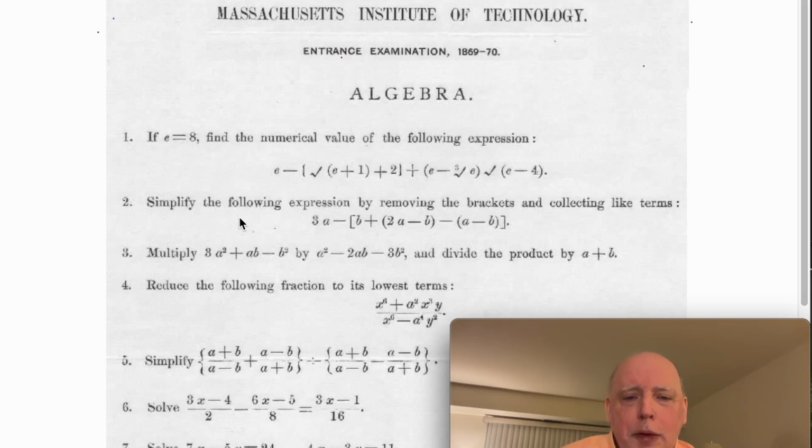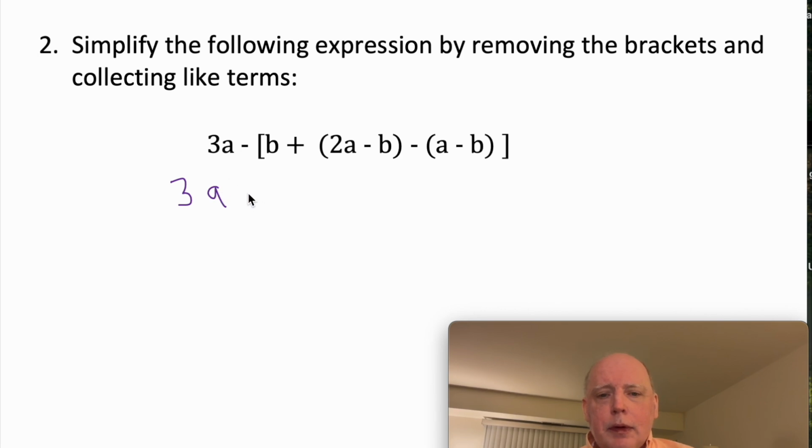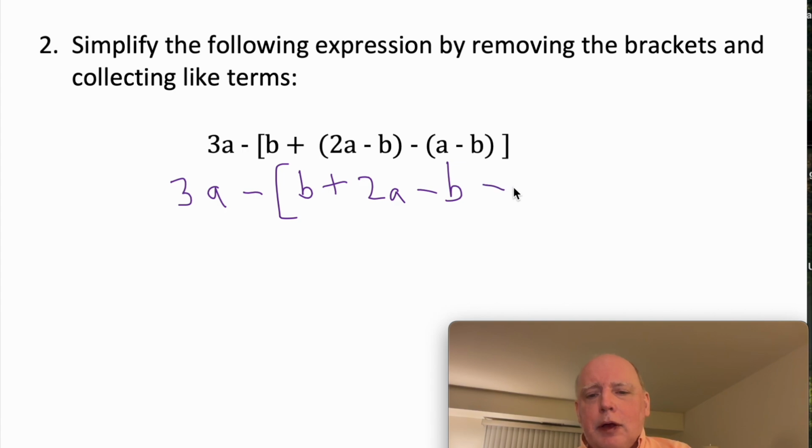So now we have problem number 2. Simplify the following expression by removing the brackets and collecting like terms. This is an expression involving a and b, and I have it here. Okay, so we get 3a minus, let's get rid of the parentheses, b plus 2a minus b. We can distribute the minus sign. We get minus a plus b.